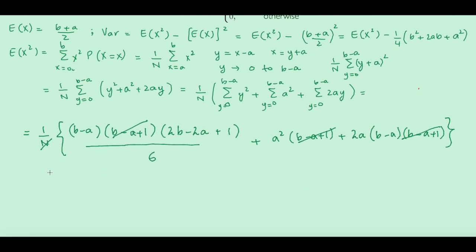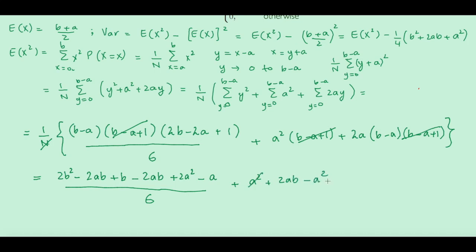So now what do I get? I get b minus a times 2b minus 2a plus 1. So what is this? This is 2b squared minus 2ab plus b minus 2ab plus 2a squared minus a, divided by 6, plus a squared plus 2ab minus a squared. So now let's combine terms.